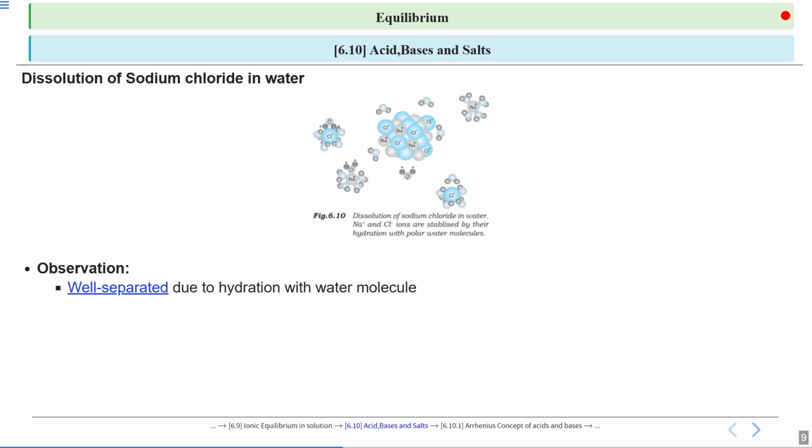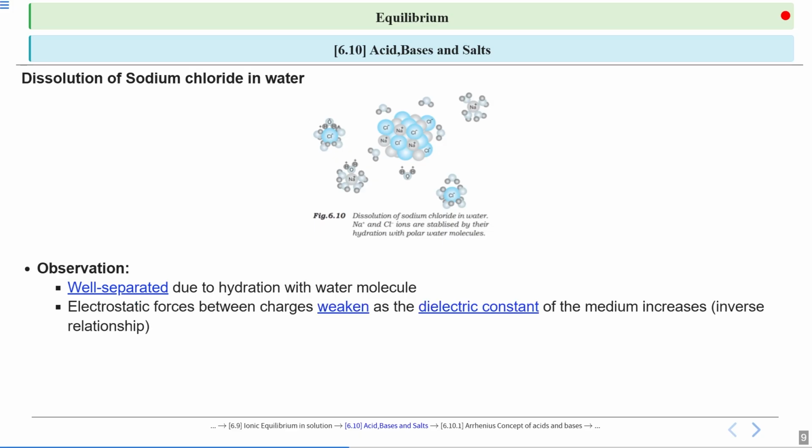Now, if you look into this diagram, you can note down some important information. Those observations would be, first, the ions are well separated due to hydration with water molecules. Means the ions of this NaCl are getting separated and it is happening due to hydration of these ions. Just look at this Cl minus ion. It is being hydrated with water molecules around it. So this is the basic meaning of hydration. It is a kind of association of water, right?